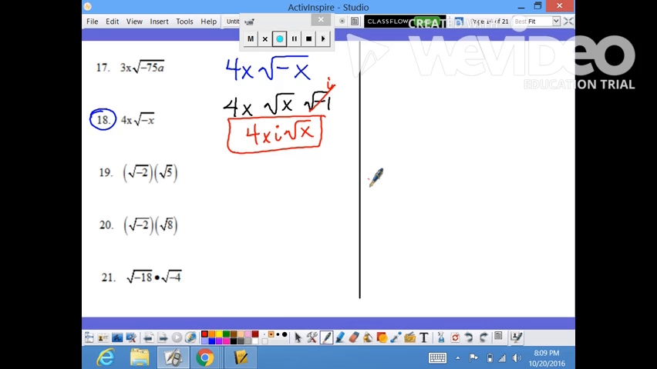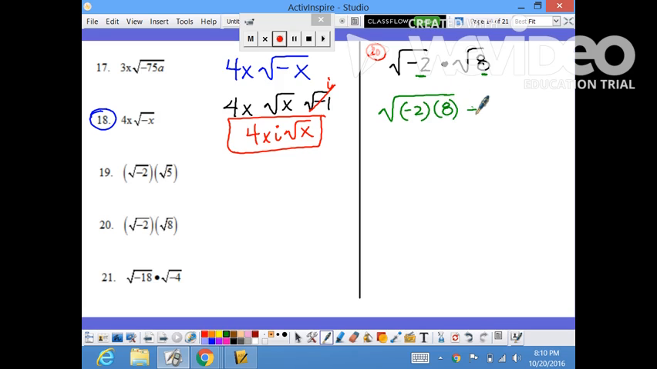Number 20 says the square root of negative 2 times the square root of 8. Remember that we talked about this before: when I have the square root of a times the square root of b, just rewrite it as the square root of a times b. So you have the square root of negative 2, which is your a, times the 8. Negative 2 times 8 is negative 16. So you're looking at the square root of negative 16.